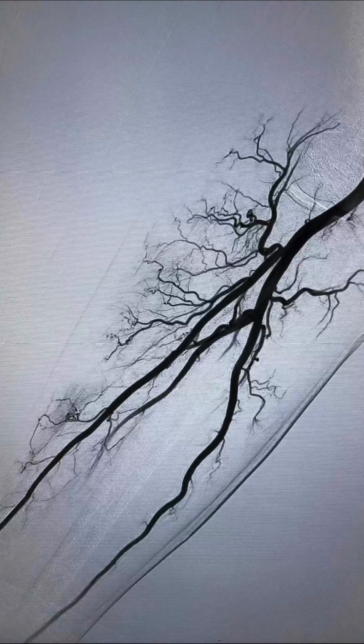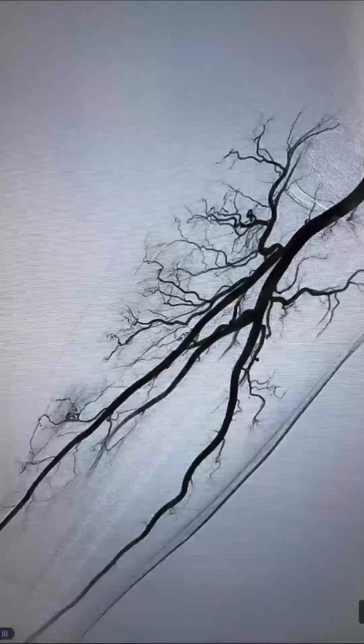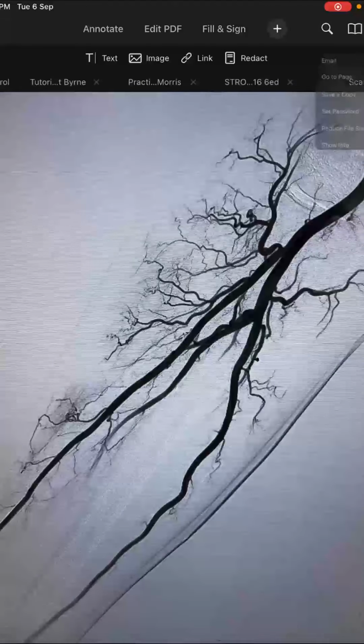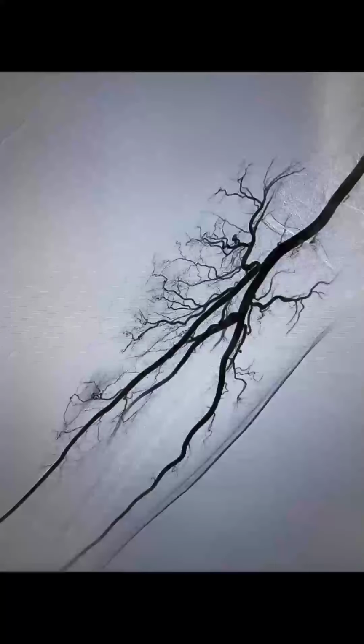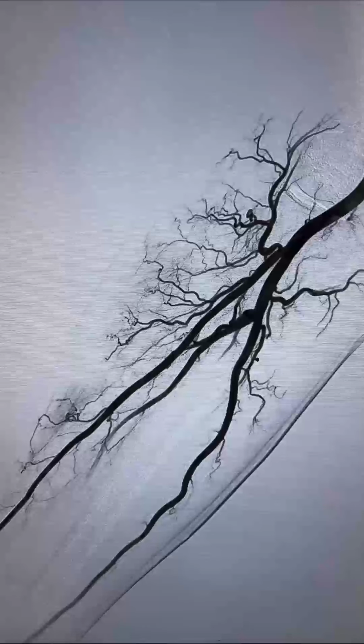This angiogram was done through the radial route. So this is the radial angio. This is the radial artery, and this is the brachial artery, and this is the ulnar artery. Many times the radial artery is of good caliber as seen in this particular patient. So this is a good caliber artery.